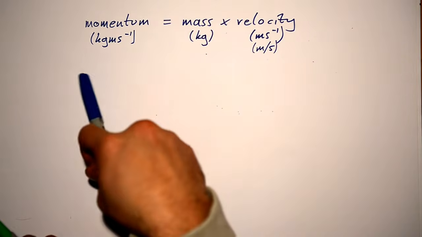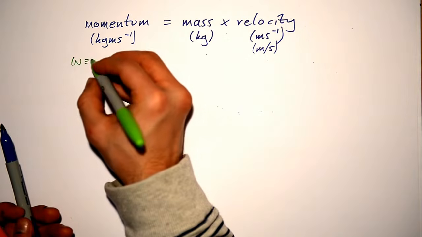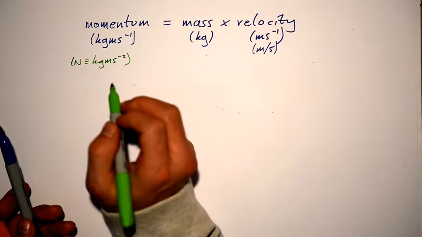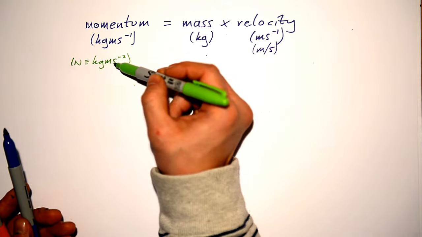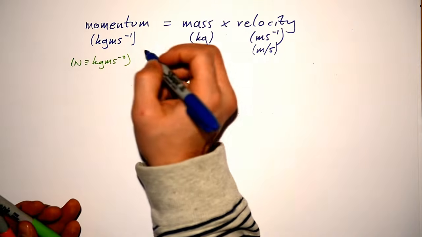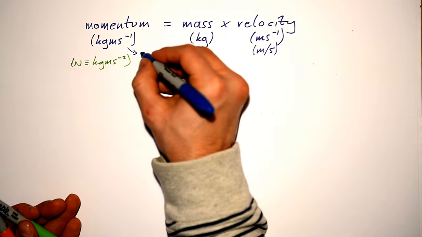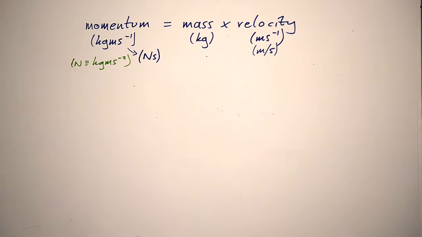But those of you doing A-level, you might know that the alternative unit for the Newton is the same as kilogram meters per second squared, because force equals mass times acceleration. To get from here to here, all we have to do is times by seconds. So kilogram meters per second is exactly the same as Newton seconds. So if you see the unit Newton seconds, you know it's exactly the same as kilogram meters per second. That's the unit for momentum.